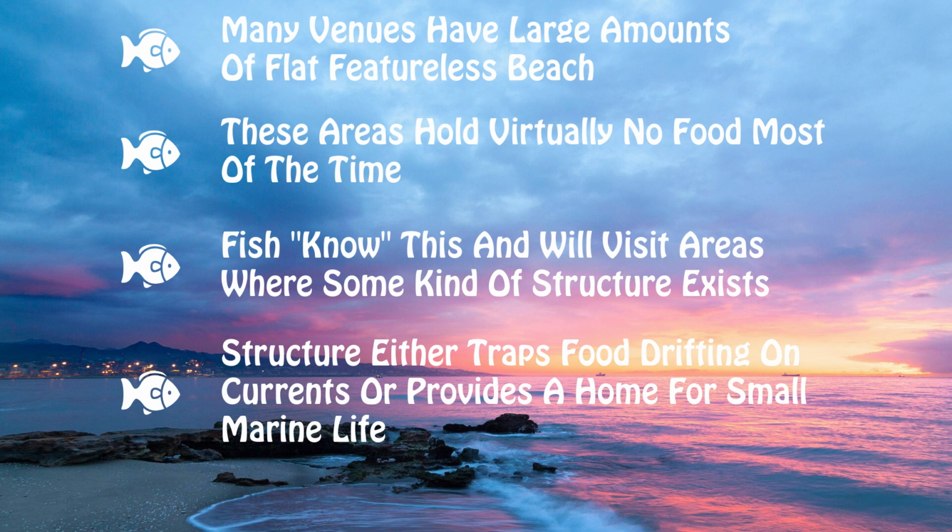The reason for this is that structure traps food floating on the current. It provides a place where the current is not as strong, so food will have a tendency to gather up in these places. Places that hold structure also give small marine life a place to live and feed. These in turn become prey for large fish.